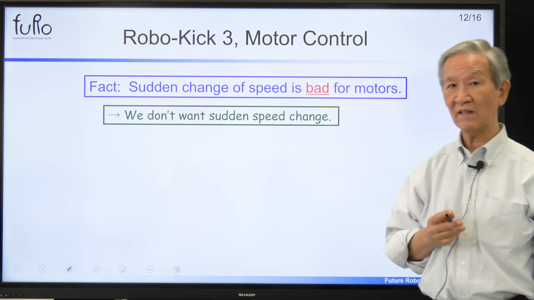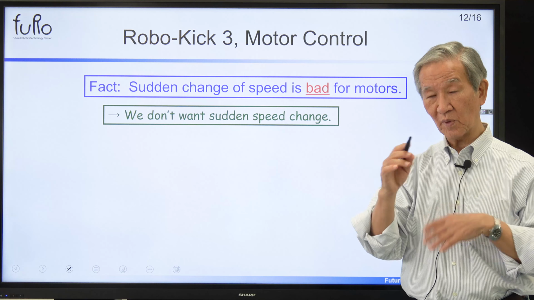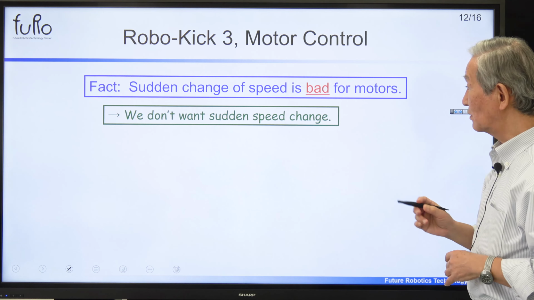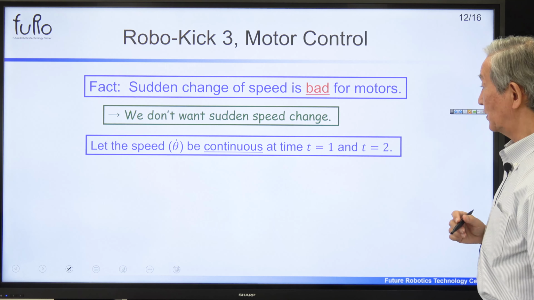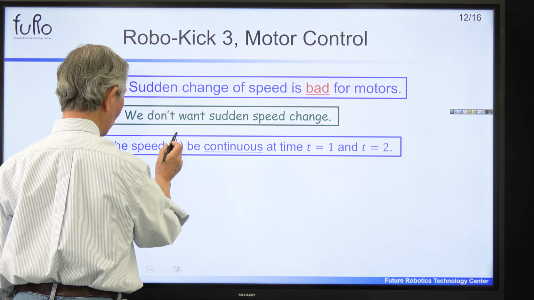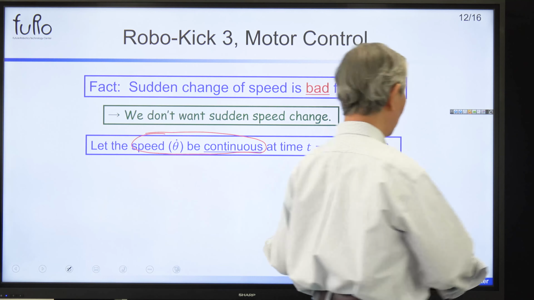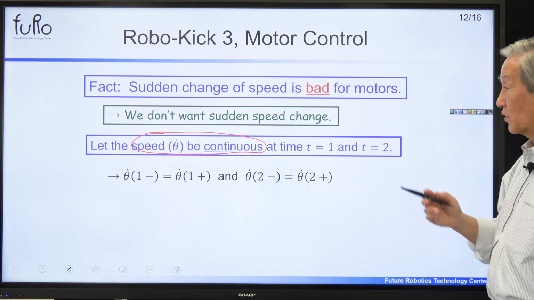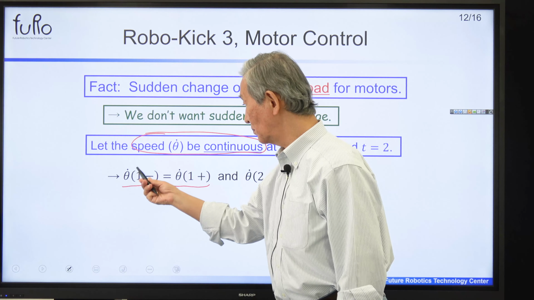Okay? And if you have done that homework, you must have found that some of the speed profiles have sudden jumps in the speed. So I want to get rid of those jumps in the speed, meaning that I would like to make the speed continuous. If we can do that, then there's no sudden change in the speed. So this should be okay. So for that, what I do is not just theta, but theta dot.